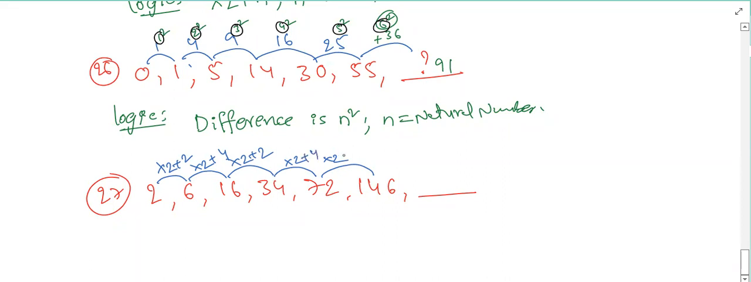Yes, sir. It is like into 2 plus 2, and into 2 plus 4. Into 2 plus 2, alternatively plus 4. Yes, sir. And finally it should be 146 into 2 plus 2, and into 2 plus 4.